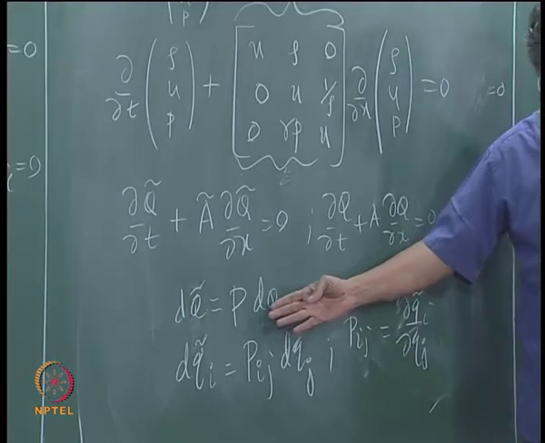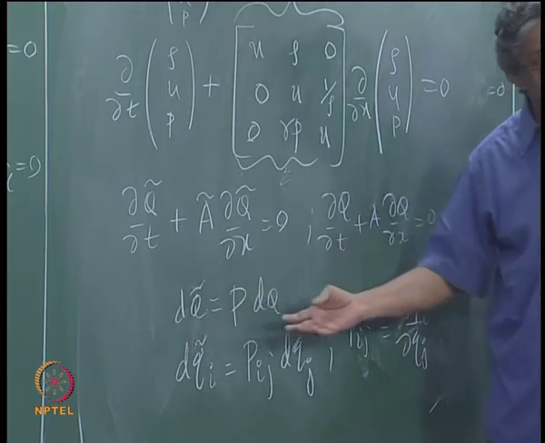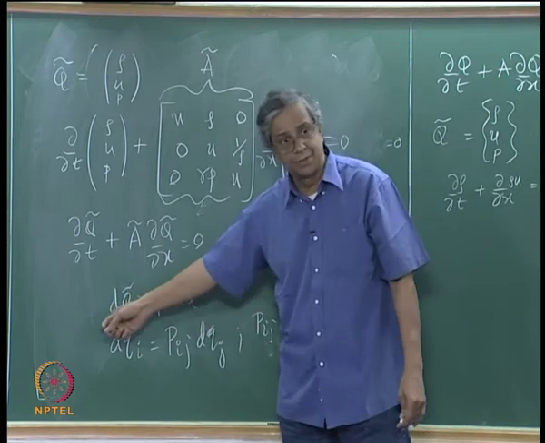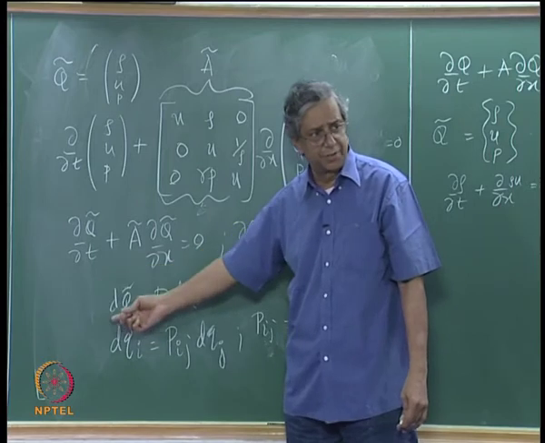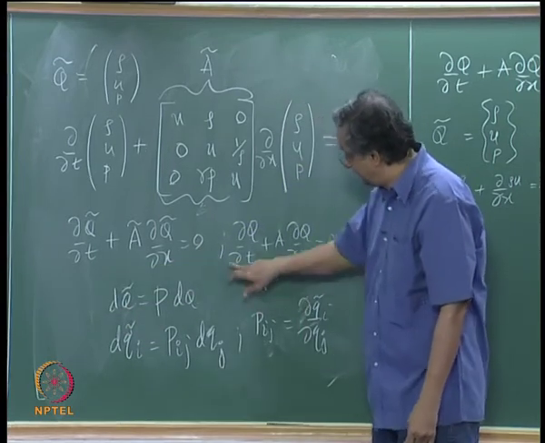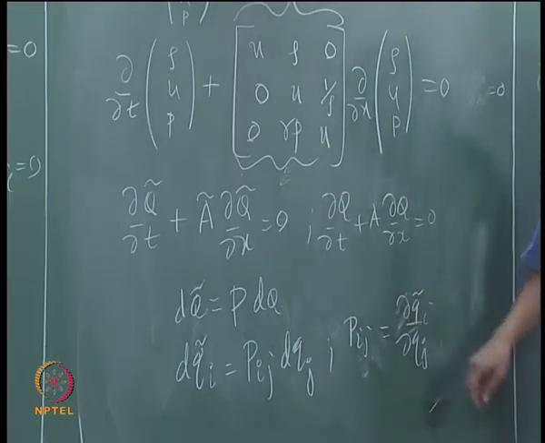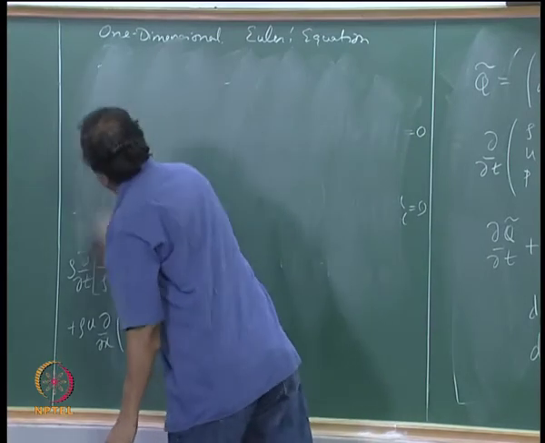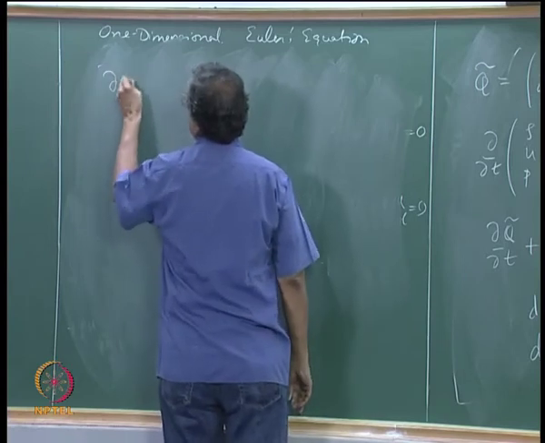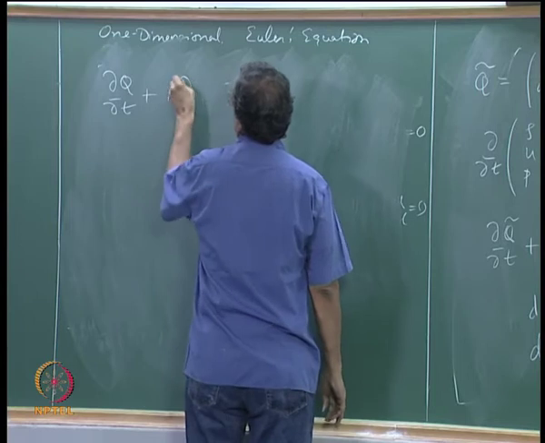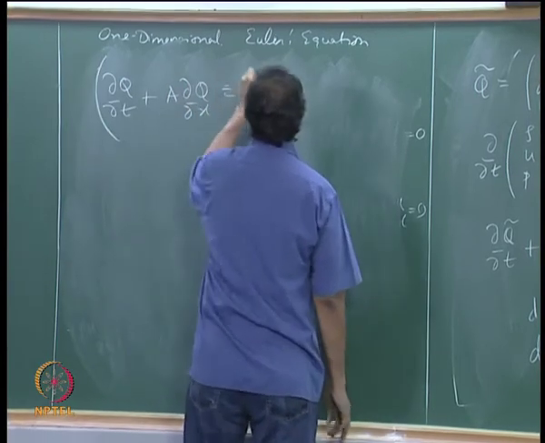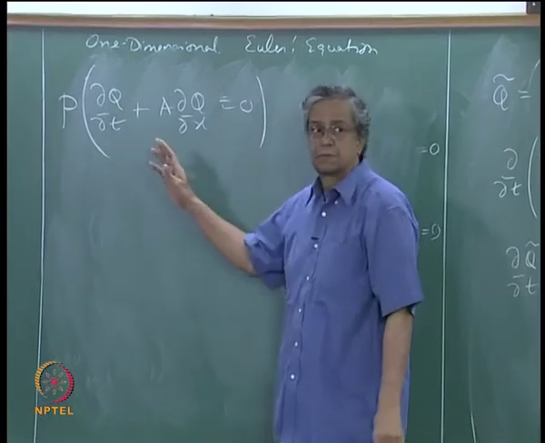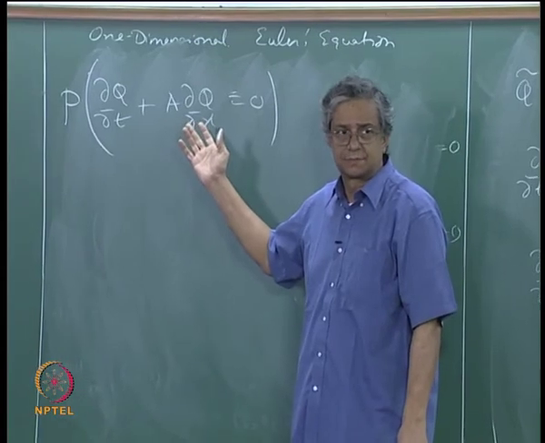So there are different ways to look at this. One way, as I said, is to look at it as a derivative. Another way is that this P transforms the dq variables to the dq tilde coordinates. If I pre-multiply this equation by P, it should transform from the q coordinates to the q tilde coordinates. Is that fine?